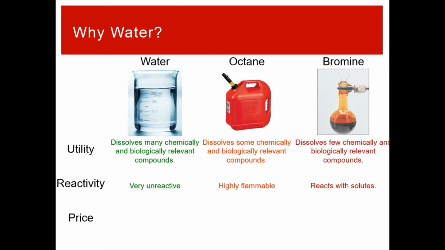Octane is highly flammable, so it's not necessarily reactive with whatever you dissolve in it, but you have to be really careful around, say, flames or anything like that. Bromine reacts with whatever you dissolve in it, probably. Bromine is an extremely reactive liquid. And so if you had some reactants that you want to react, if you were to get them to dissolve in bromine, they would just start reacting with all the bromine that's present.